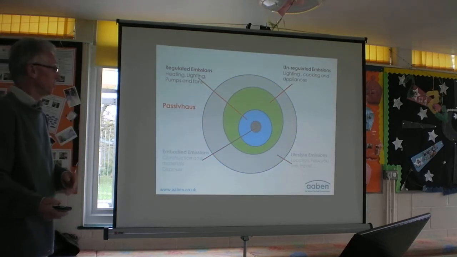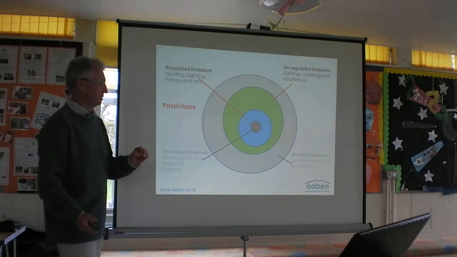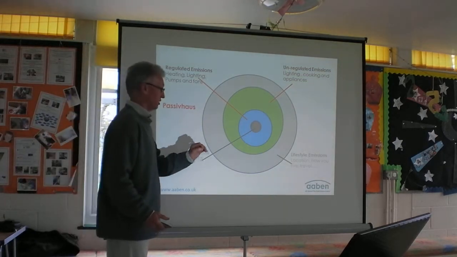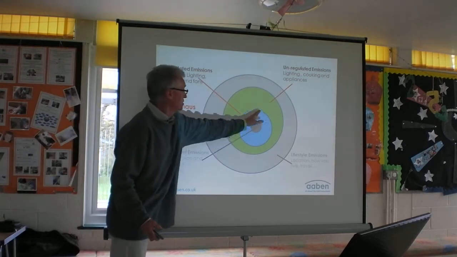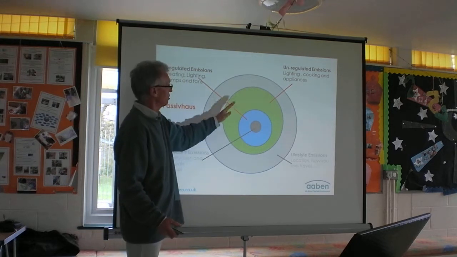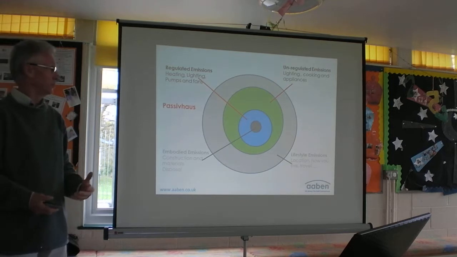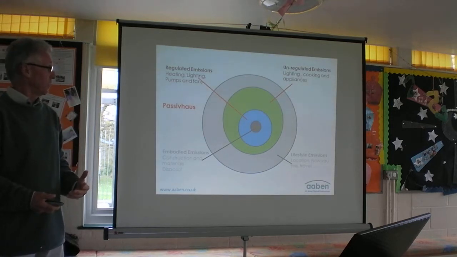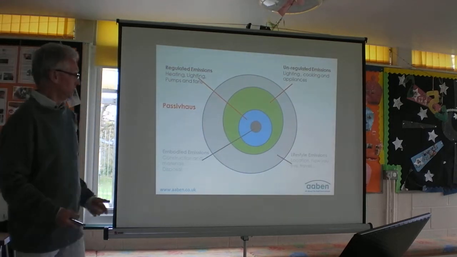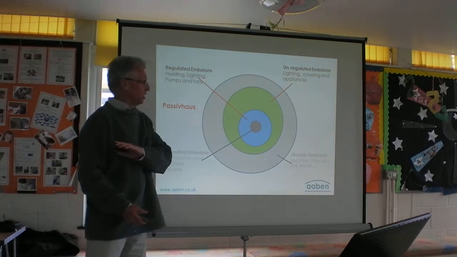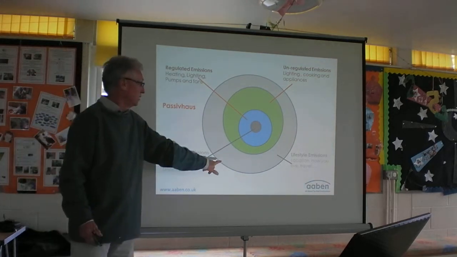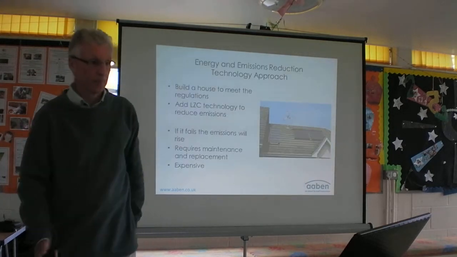Passive house deals with 2 bits. It deals with energy only, but it deals with all the energy directly related to the house. So it deals with the regulated emissions, but also things like cooking and lighting. So the major part of your energy demand. Yeah? Everything that was in that big circle, it deals with. It doesn't deal with embodied energy. It doesn't give a toss what you build the house out of. And it doesn't deal with where it is.